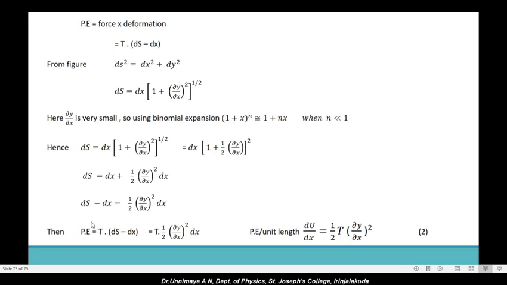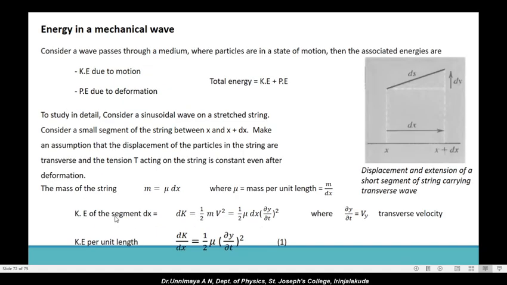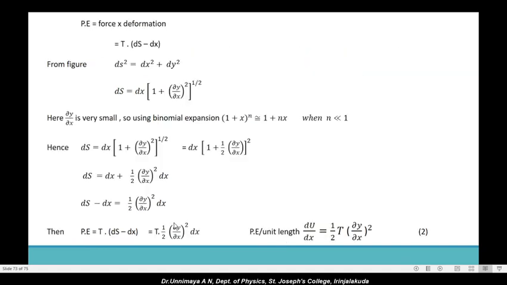Then what will be the potential energy? T into (ds minus dx) is equal to T into this term, half (dou y by dou x) square dx. This is potential energy. This is the potential energy of the segment dx. Like the kinetic energy of the segment, we get the potential energy of the segment.